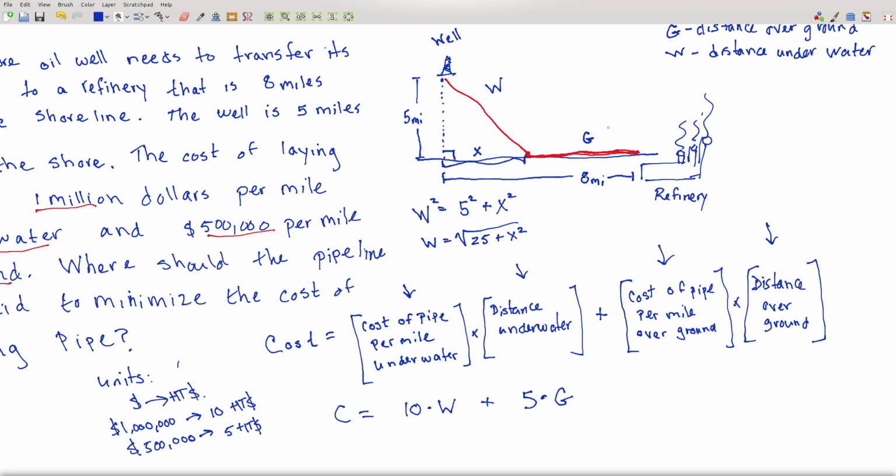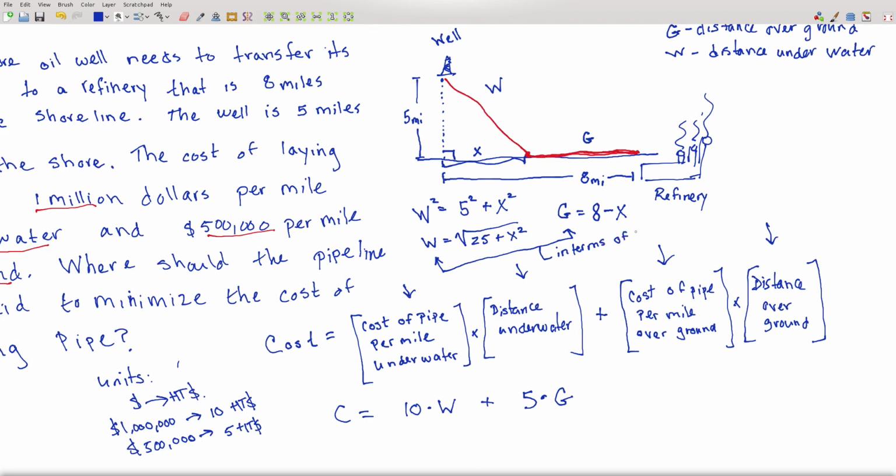Well, that's not so bad, because over here, what is g? Well, the entire distance would be 8. But then we're coming back x, so the way to think about that is that g is that entire distance of 8 miles, but then we come back x, so that's minus x. So g equals 8 minus x. And this is very good now, because now I know what w is, and I know what g is in terms of x.